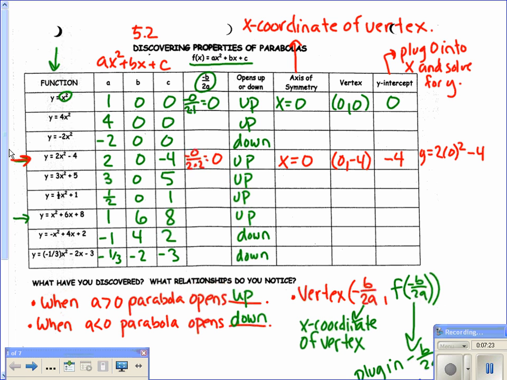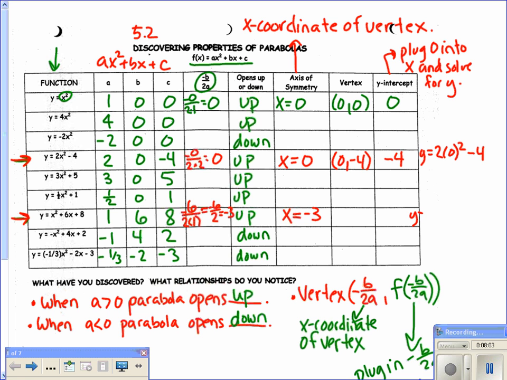So then let's go to this other one down here. So this equation, let's do the same thing. So negative b over 2a. So in this case, negative b is negative 6 over 2 times 1. So now I have negative 6 over 2. And negative 6 divided by 2 is negative 3. So now I know the x-coordinate of my vertex is negative 3. So now that I have that, I know the axis of symmetry is x equals negative 3, because remember, it's a line of symmetry.